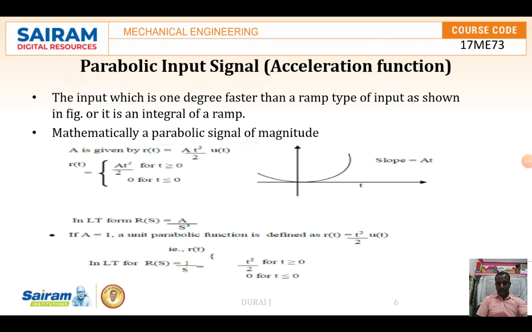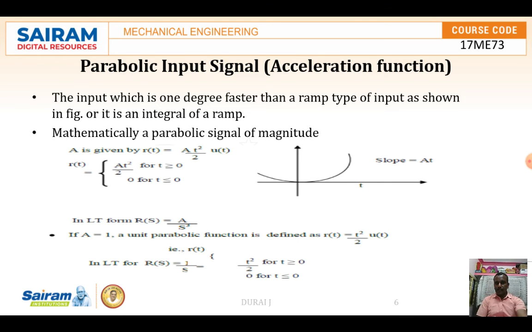This parabolic input signal is also known as the acceleration input. Here, r(t) = at squared by 2, and graphically the parabolic input signal is represented like this. So r(t) = at squared by 2 for t greater than or equal to 0, and 0 for t less than 0. In Laplace transform, R(s) = A by s cubed.